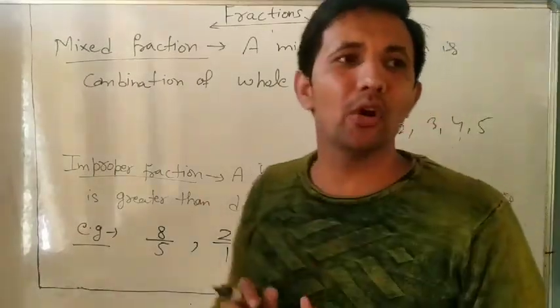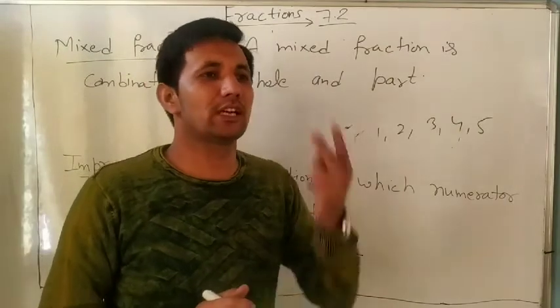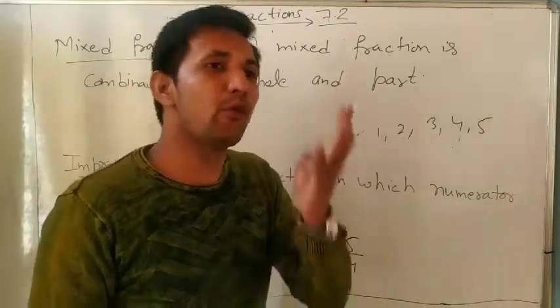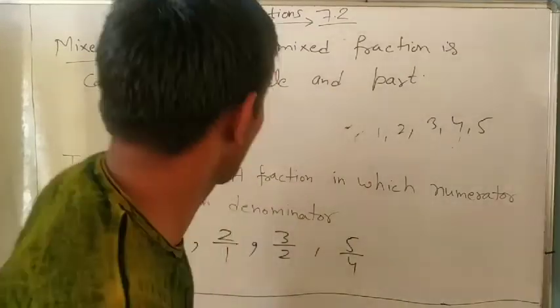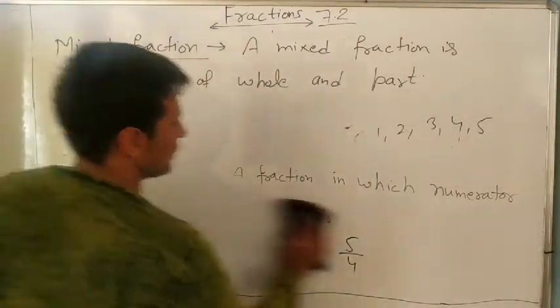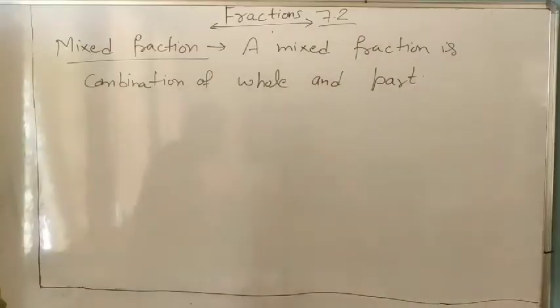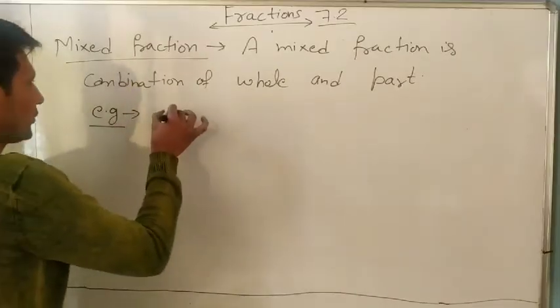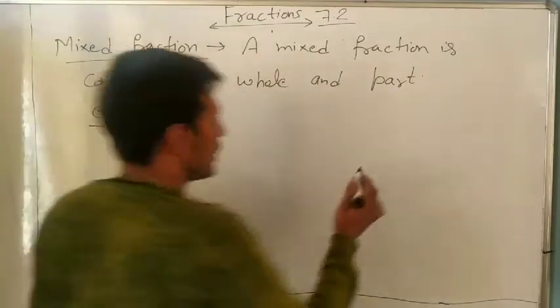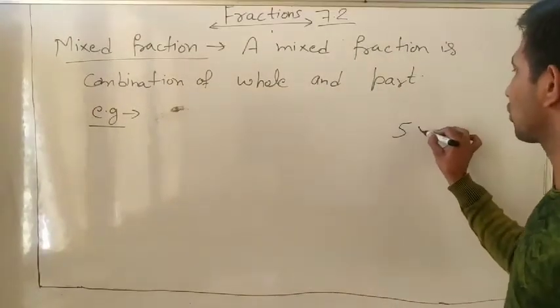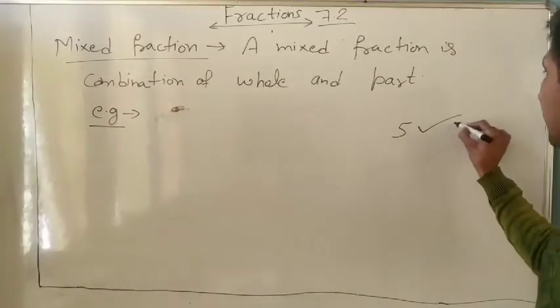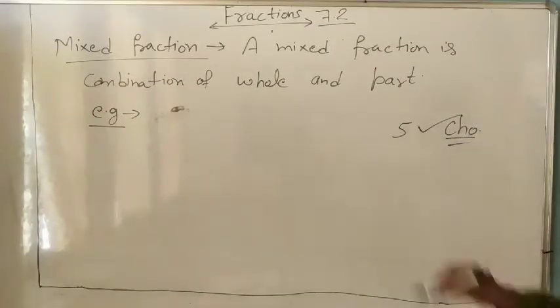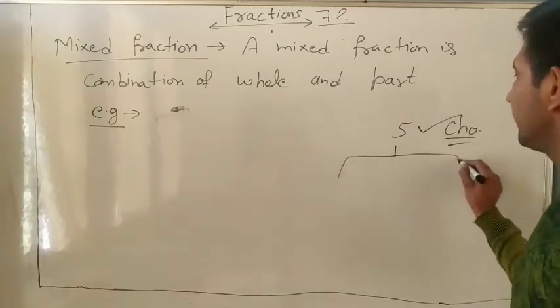If I ask you how many pens you have, you say that I have 4 pens. So it means 4 is a completely whole number. Okay. So example, fraction. So always remember, example, suppose like this one, you have 5 chocolates. Okay, you have 5 chocolates and you want to divide them in 2 parts.